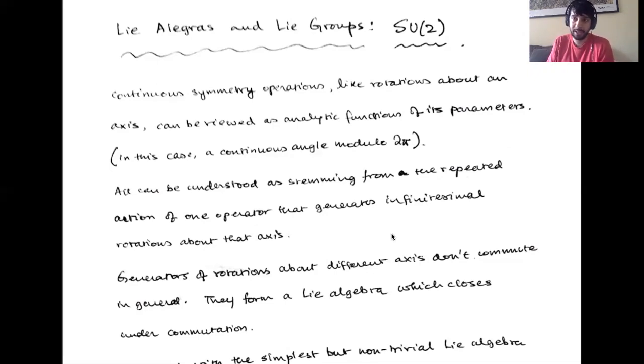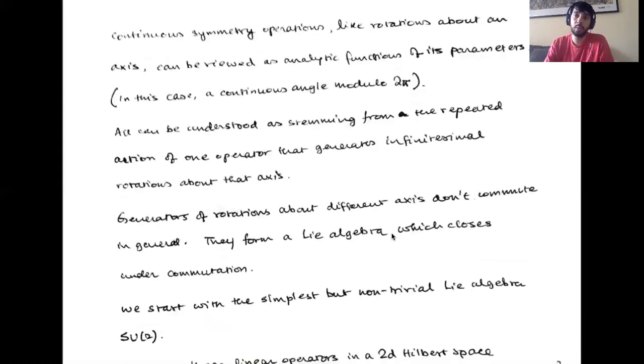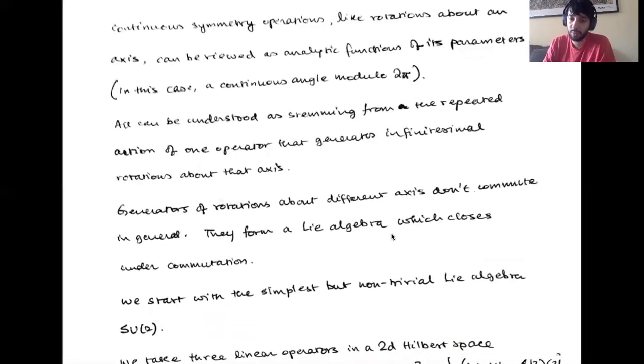They would form a Lie algebra, and this is going to close under things that you are already familiar with, commutation relations. Okay, so what we will do here is that we will start off with the simplest non-trivial Lie algebra, which is SU2. This is something that you are already familiar with from quantum mechanics and addition of angular momentum. But it's good to have a look at this.